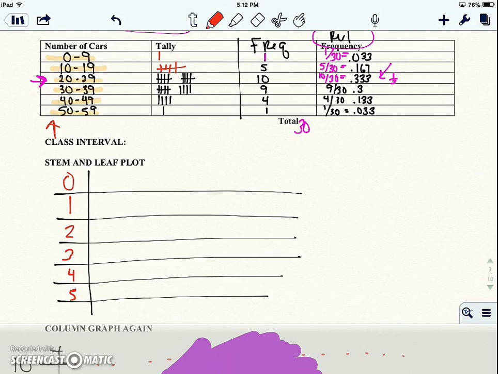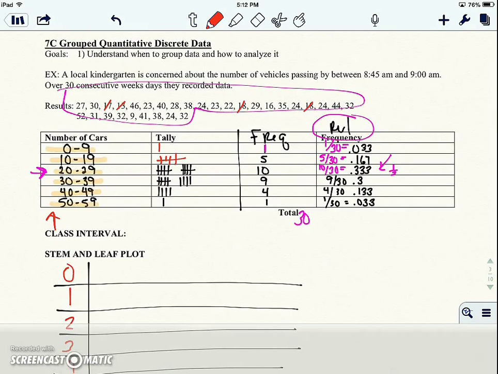Okay, so how many did we have between 0 and 9? We had 1, and that was a 9. For the next one, if we look back at it again, we had a 15, 17, 18, and 18, right? There were 4. Oops, there was one more. What did we decide? And 16.